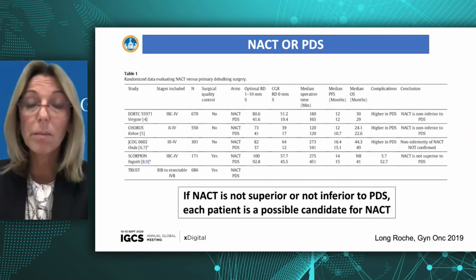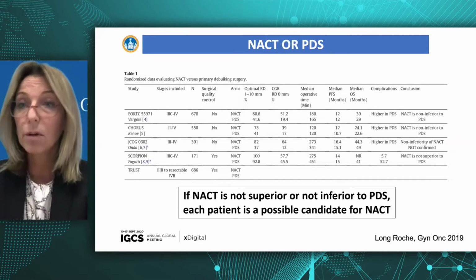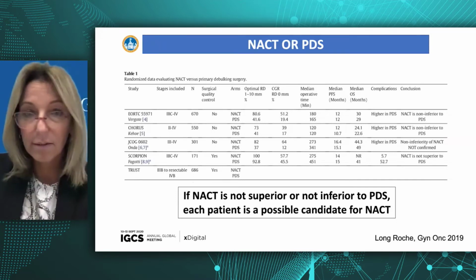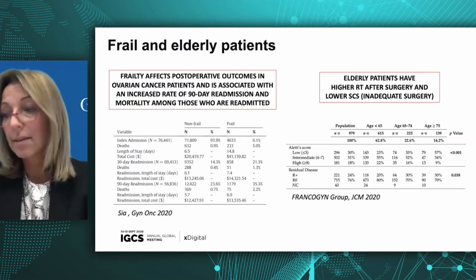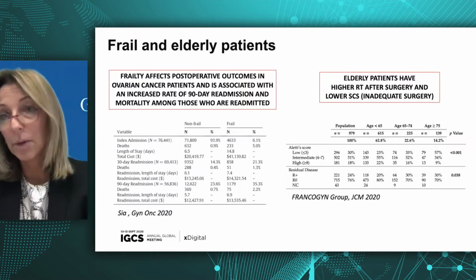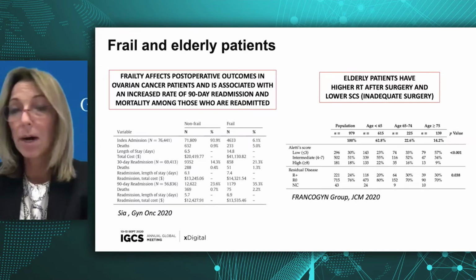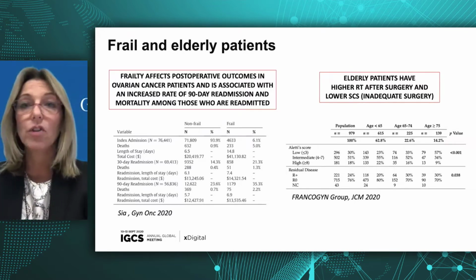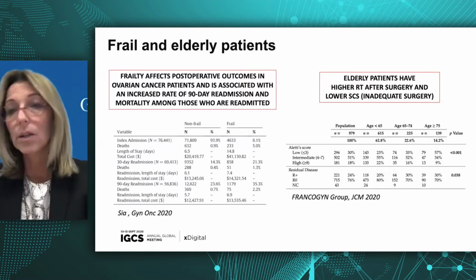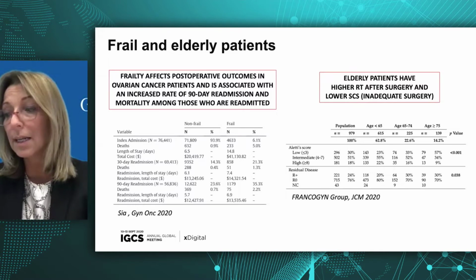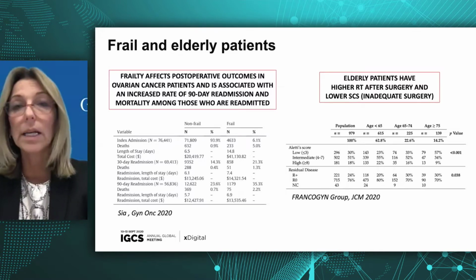So in principle, we may state that each patient with advanced ovarian cancer is a possible candidate for neoadjuvant chemotherapy. However, the use of neoadjuvant chemotherapy is largely accepted in frail and elderly patients. And the reason is double. On one side, we want to reduce the tumor burden with the aim to reduce the number of multivisceral resections needed to achieve complete cytoreduction. And on the other hand, we want to reduce morbidity and mortality due to the combination of extensive surgery together with comorbidities related to age.